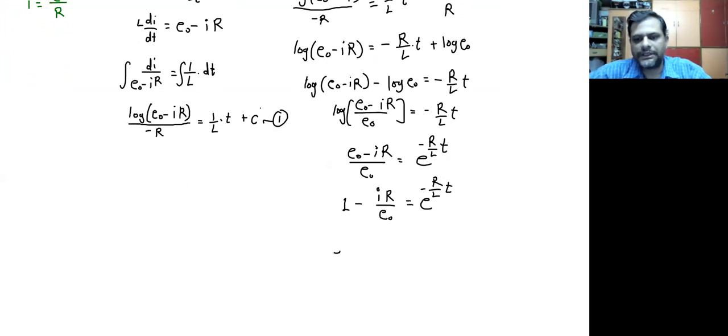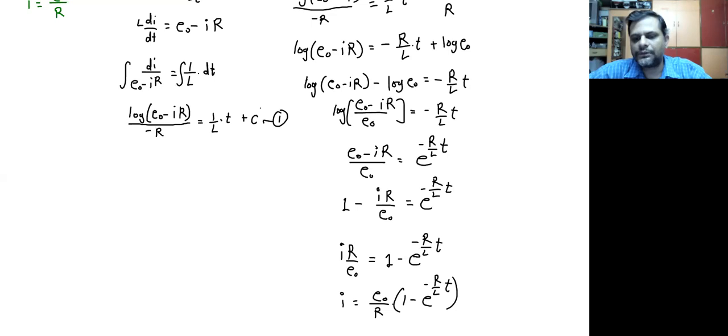Yes, it's e raised to IR by E naught is actually going to be 1 minus e raised to minus of R by L into t. And then we can just find out this I here finally, which is going to be E naught upon R into bracket 1 minus e raised to minus R by L into t here.